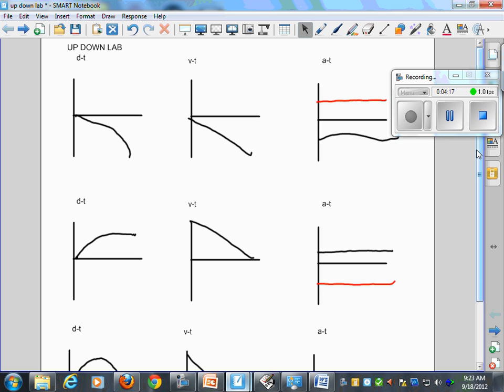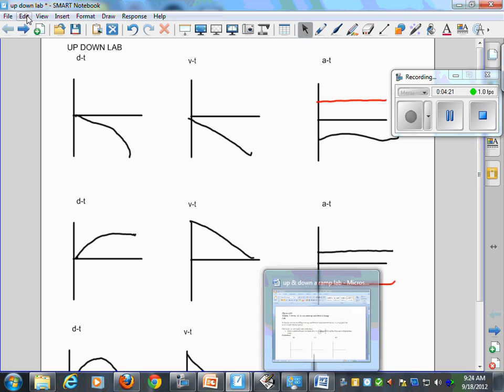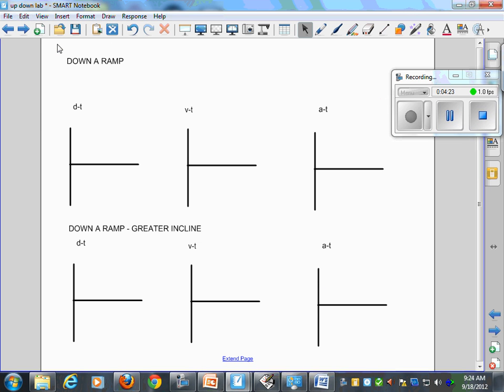Uh-oh. Not right, right? What is it? I told you not to erase. And remember, this is on page 2, right? Page 2. Draw the actual. Do not erase your predictions. You'll learn from the prediction. Okay, so it's actually curved like that.